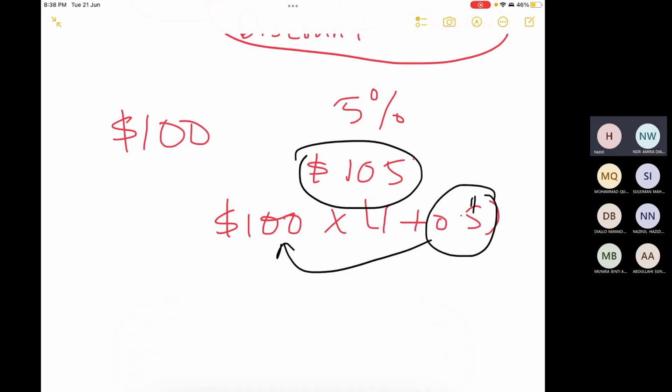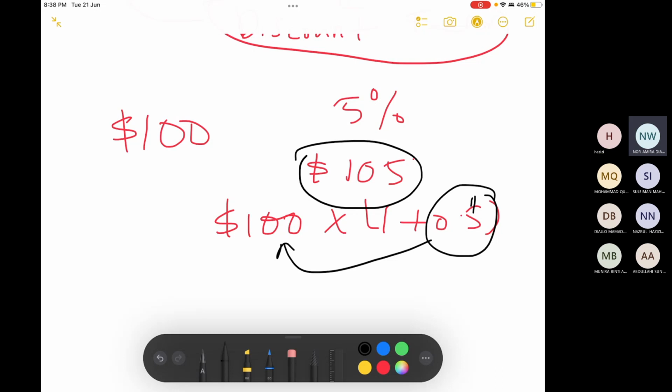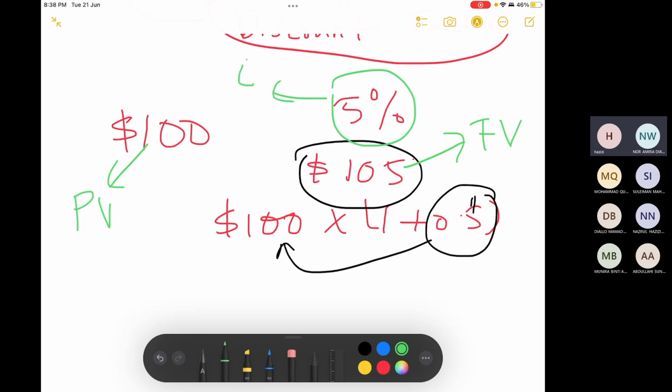So now which one is the present value? 100. So 100 is the present value. Which one is the future value? 105. So 105 is the future value. This is the interest rate, and this is the compounding factor: 1 plus i to the power of n, that is, 1 plus the interest rate in decimal to the power of n. So if you keep the $100 for another year, you will replace n by 2.